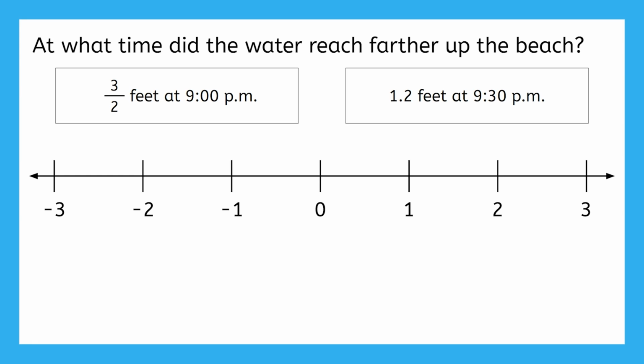Three halves as a decimal would be 1.5, which is greater than 1.2. That means the water reached farther up the beach at 9 p.m. We can confirm this by seeing that 3/2 is plotted to the right of 1.2. Nice.